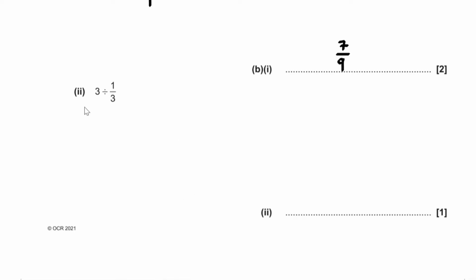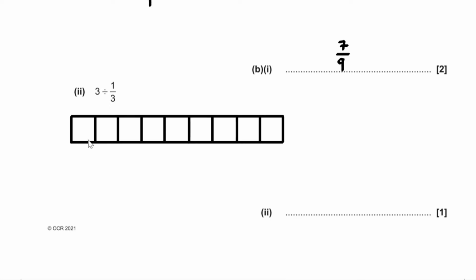Next, 3 divided by 1/3. Well, here we have 3 holes. Here is 1 hole, here is 2 holes, here is 3 holes. We want to find out how many of these 1/3s go into 3. Clearly, that's 9.